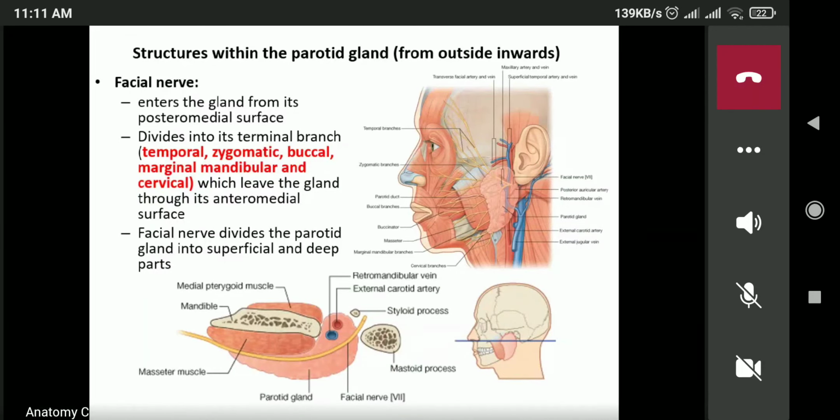And the facial nerve divides the parotid gland into superficial and the deeper parts. So the structures of the parotid gland, superficial to it are the superficial part, and deeper to the facial nerve are the deeper part.